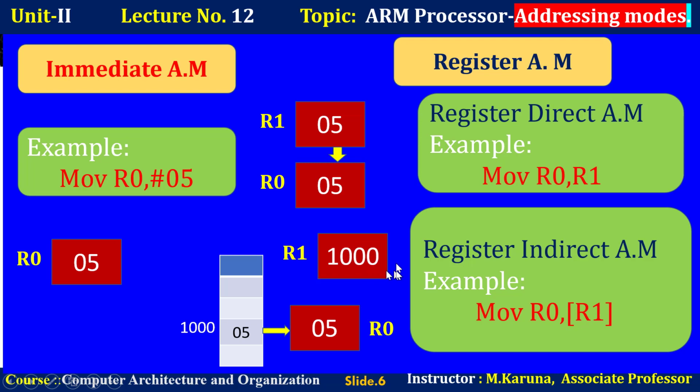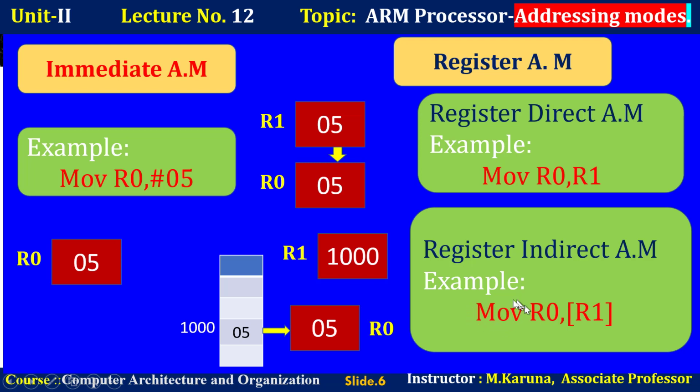Okay, so at that 1000 address, these are the memory locations. At that address, I am using the data 5. Okay, 5 resides at 1000 address. So move R0 comma, with brackets placed around R1, indicates the memory location. R1 contains the 1000 address. So at that address, whatever data is available in the memory location will be transferred to the R0 register because of this move instruction.